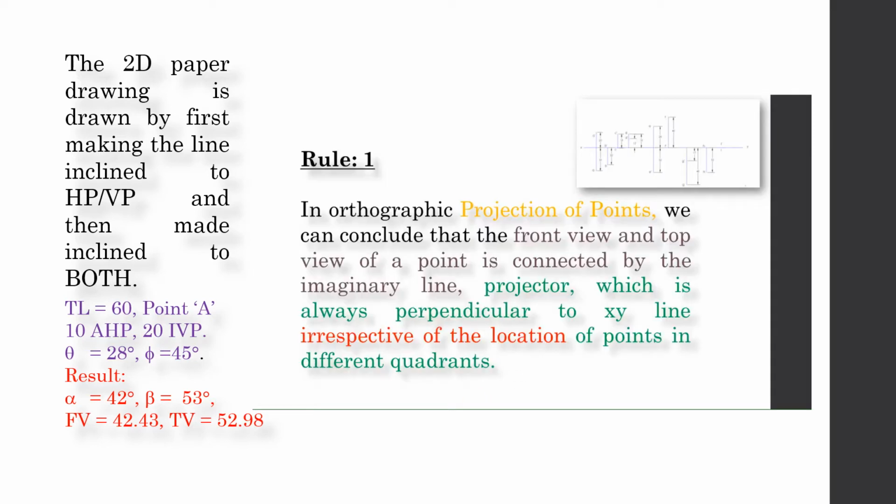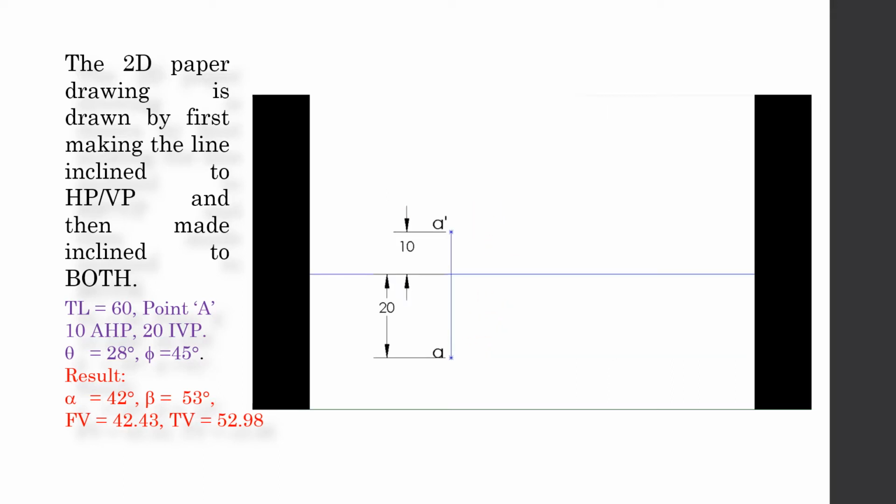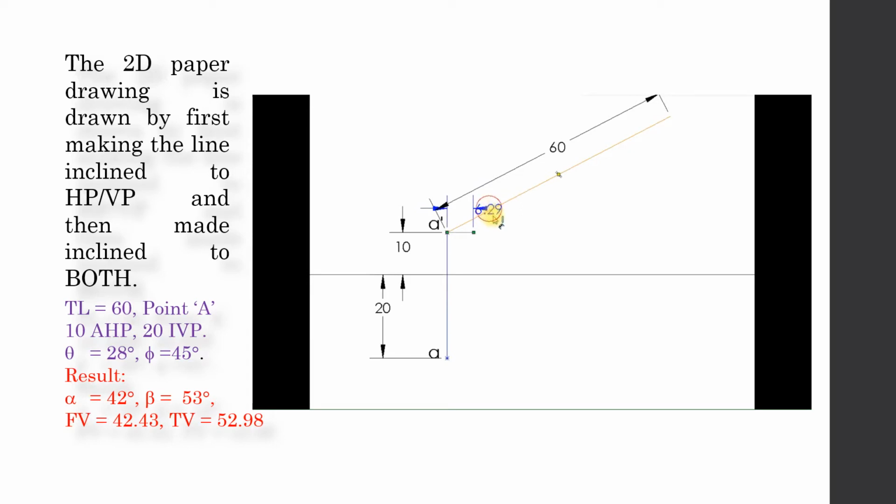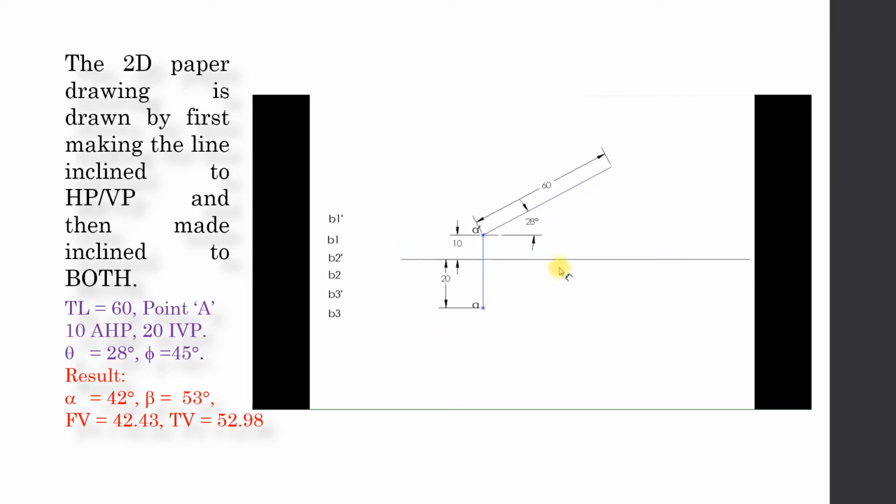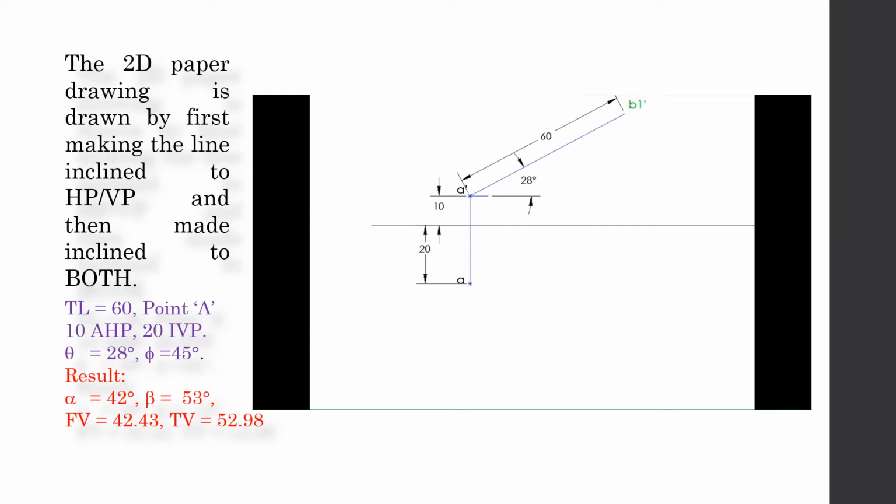Next, based on rule 1, the A dash has to be a line perpendicular to XY. So now make the line only inclined to HP. So theta, the true inclination with HP, will be drawn. As per our convention, it is B1 dash. So B1 will be located or deduced by projecting the respective projectors and extending the plan. AB1. B1 dash is located, B1 will be deduced.